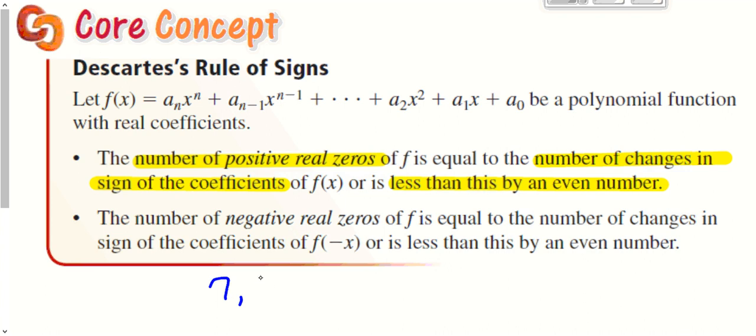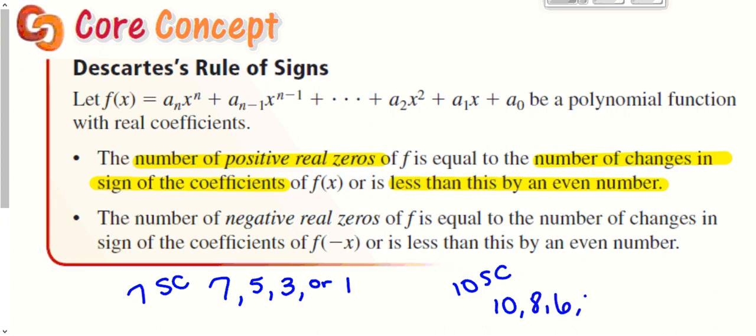So I could have 7, I could have 5 because I subtracted 2, I could have 3 because I subtracted 2, or I could have 1 solution. And that's just looking at if there were 7 sign changes. If you had 10 sign changes, then you could possibly have 10 solutions and then subtract 2 each time. So you could have 8, 6, 4, 2, or 0.